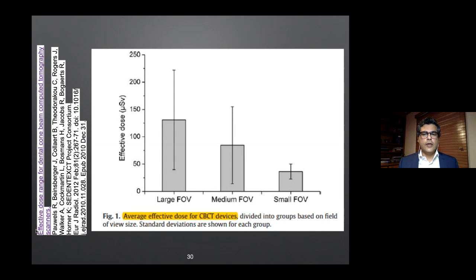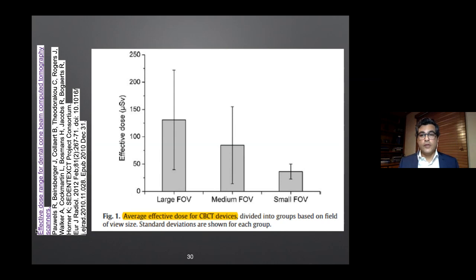So the large FOV, medium FOV, and small FOV: you can see that the gray areas represent the average effective dose measured in microsievert, and then there is standard deviation. As you can see, there's a large standard deviation for all of these three, a wide range.